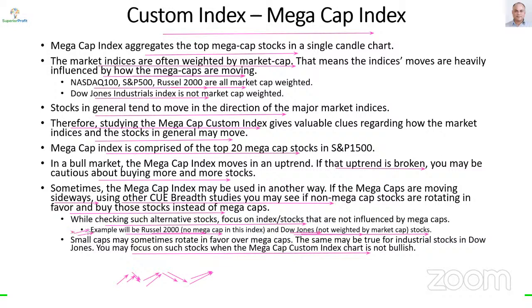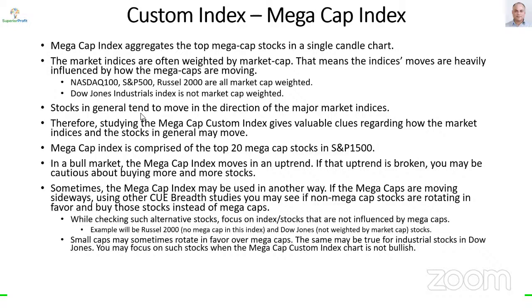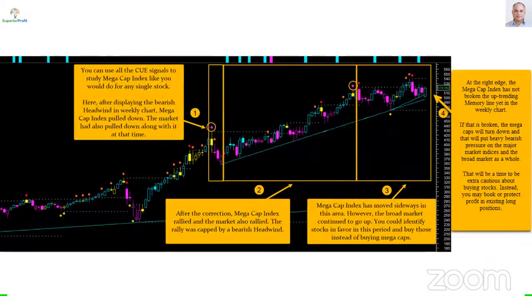So again, we don't look at those ETFs or futures only. We look at their true internal health before deciding on the directional bias of a particular category of stocks like small cap or industrials. That is how we use the custom index, the mega cap index. And let's look at some charts.